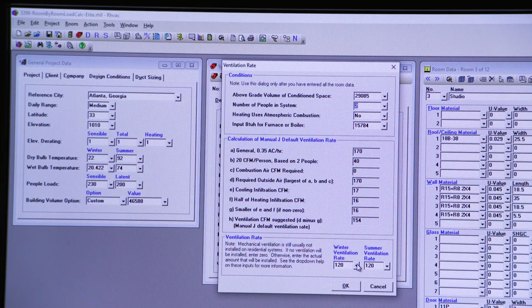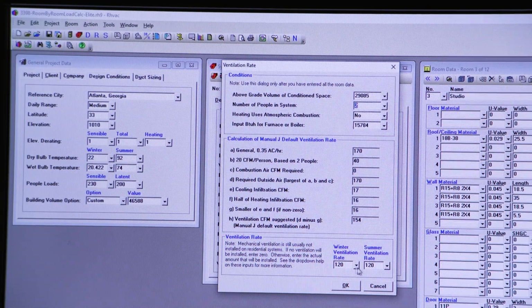There's a really great tool online called Red Calcs. If you just search Red Calcs 62.2, you'll find the Residential Energy Dynamics site. I'm going to link it in the notes under this video, but it'll give you a number that's in the low hundreds for no matter what size house you've got.